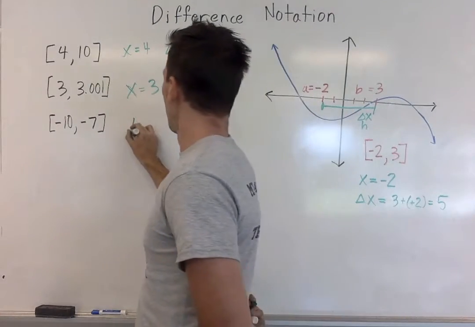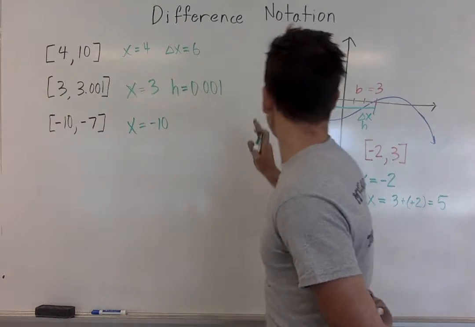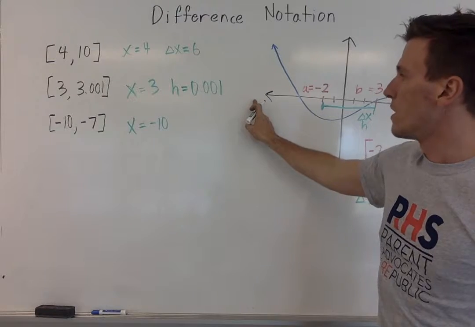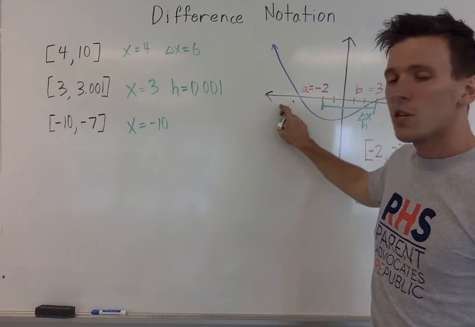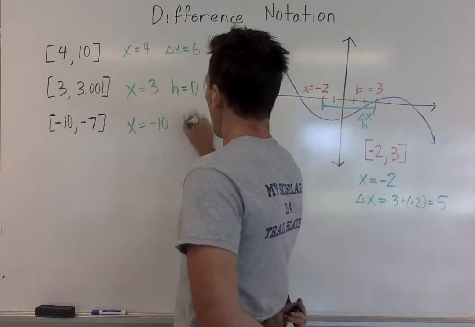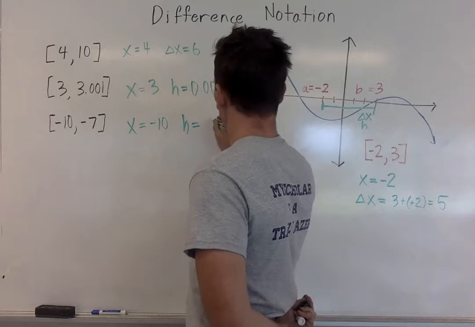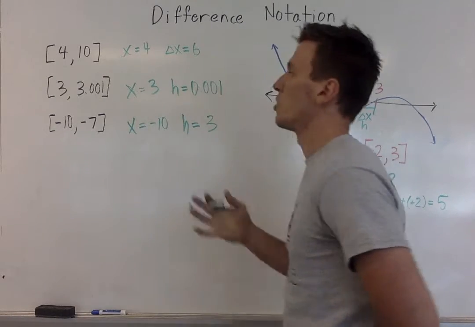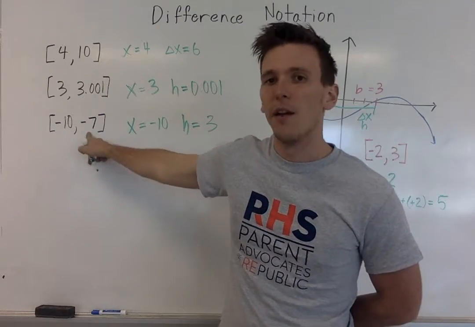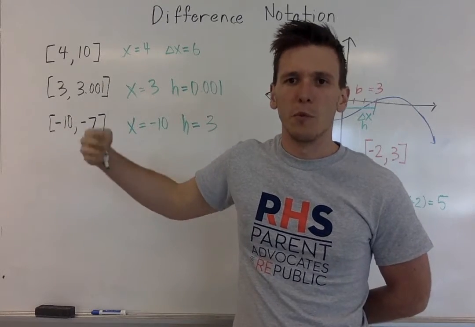Last but not least, in this case, x is equal to -10. Well, from -10, which would be like way over here, to -7, that's 3 units moving to the right. So even though it was two negative numbers, h is going to be equal to +3, which again makes sense. -7 minus -10 would be -7 plus 10, which would be 3.